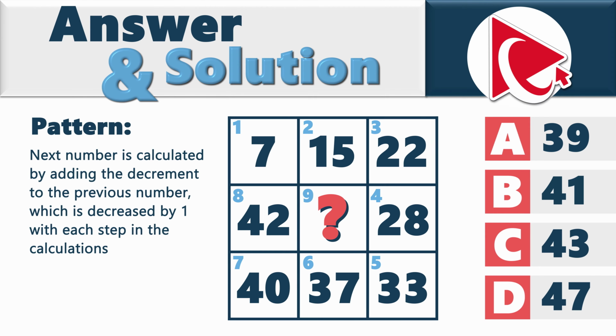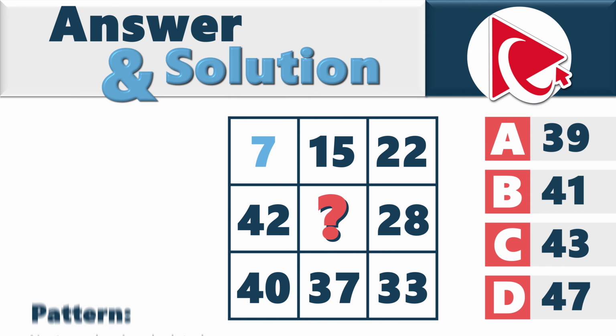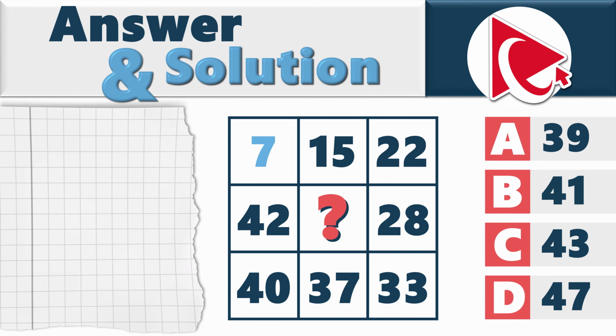The pattern here is that the next number is calculated by adding the decrement to the previous number, which is decreased by 1 with each step in the calculations. Let's look at the example. The first number in the upper left corner is given, which is 7. The first decrement number is 8. 7 plus 8 equals 15.